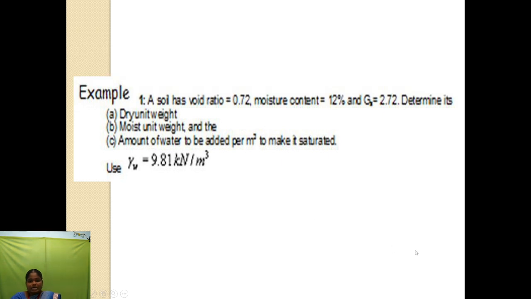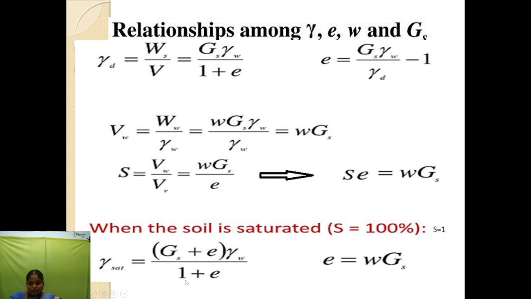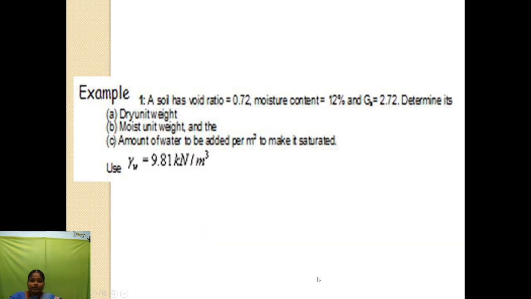And this is an example problem, to find out the property values. A soil has the void ratio 0.72, the moisture content 12%, and specific gravity 2.72. Determine its dry unit weight, moist unit weight, and third, the amount of water to be added per meter square to make it saturated. Also use unit weight of water as 9.81 kilonewton per meter cube. So the example problem should use the following formulas.